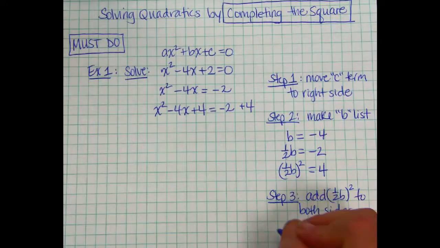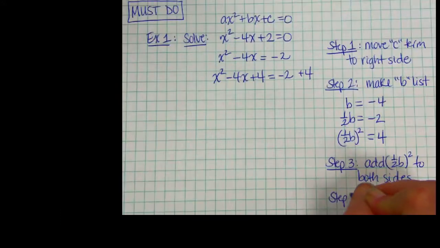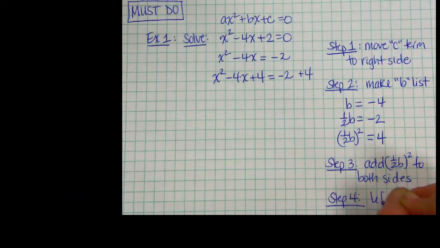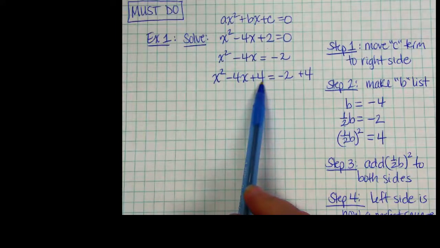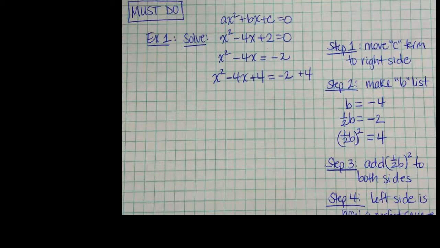Okay. For step 4, your left side is now a perfect square. That's why we call it completing the square. We have just created a perfect square trinomial. We completed a square. Well, why do we care? We care because it makes it easier to solve.